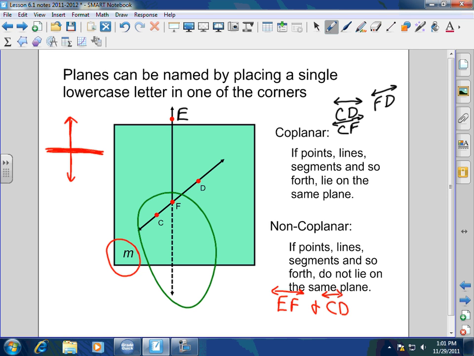CD is on the flat horizontal plane M. Since CD is on the flat horizontal plane M and EF is vertical, they're not on the same plane. Does that make sense? Are you sure?